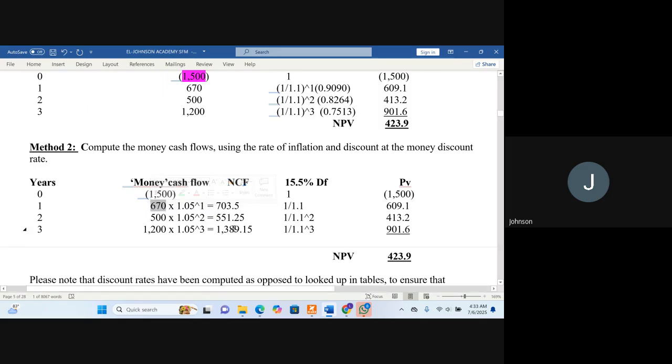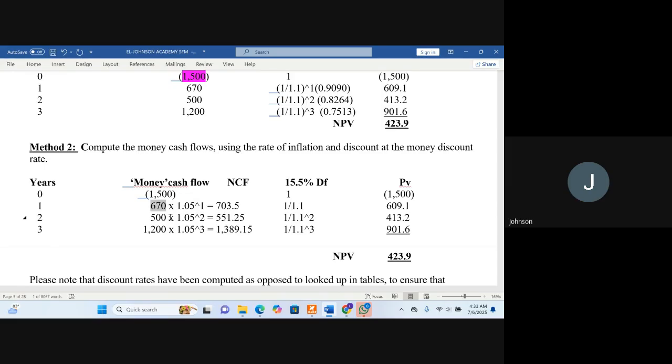But remember, you still need to consider the effect of the years. So this is year 1. Some people will just go in the exam and say, if I'm to increase something by 5%, I'll just say 105 divided by 100 times this 670. I'm supposed to get 703.5. In the first year, you got your answer.